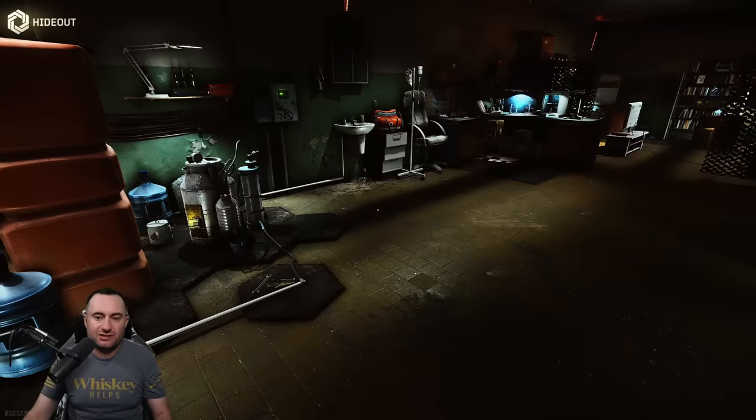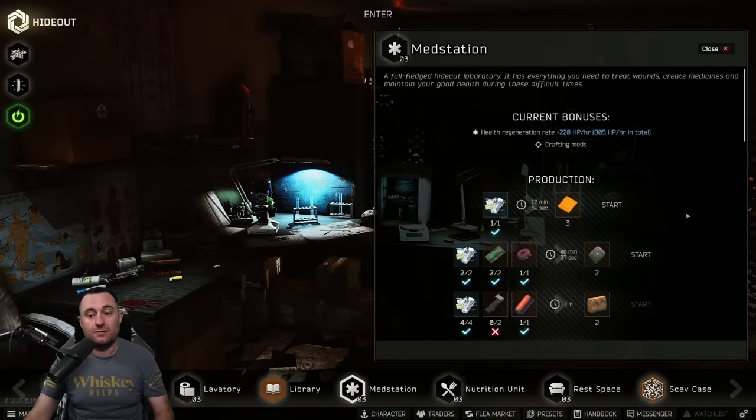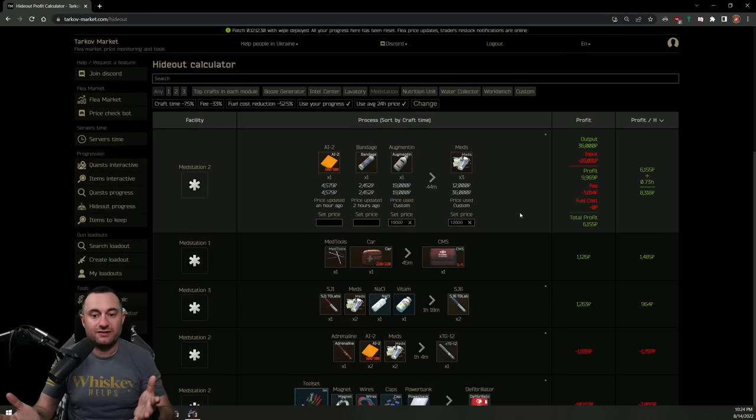Now over at the med station, it's not quite as bad as a nutrition unit, but it's also not a really big money maker right now. The best craft here, quite simply, is pile of meds, and it's probably going to be that way for the whole wipe. Now, obviously, the big part of this crafting is the Augmentin. Shoot for 19K, but sometimes you get lucky, get it at 15, 17K. It's just that much more money you're going to make.